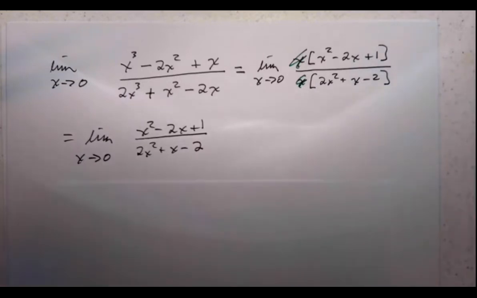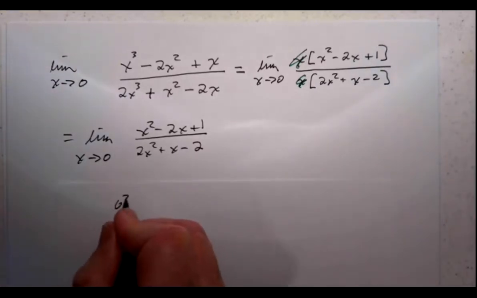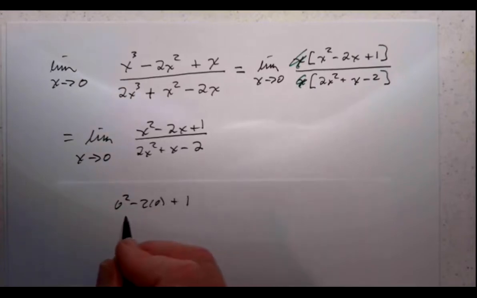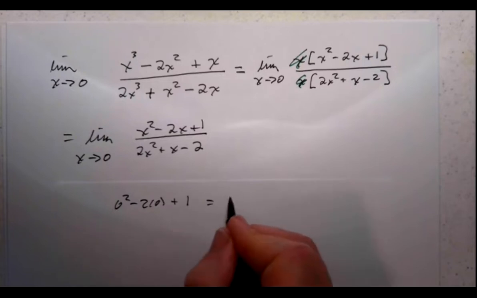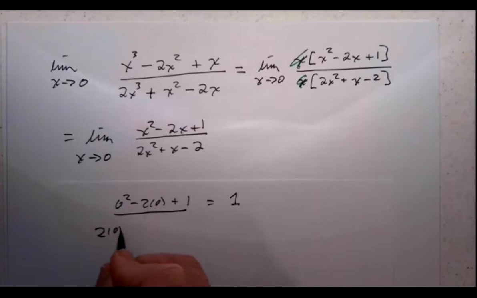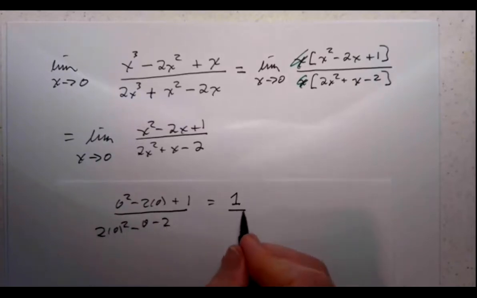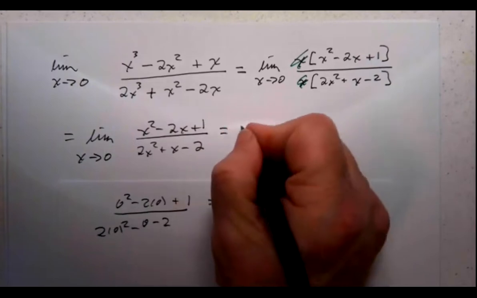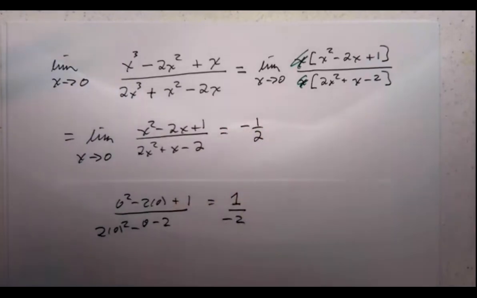Plugging 0 in the top, we get 0 squared minus 2 times 0 plus 1. 0 minus 0 plus 1 on top, I get 1. On the bottom, we get 2 times 0 squared minus 0 minus 2, which would be 0 minus 0 minus 2, negative 2. If that's the case, then we believe that this limit is negative 1/2.